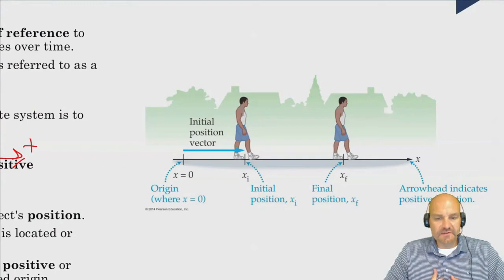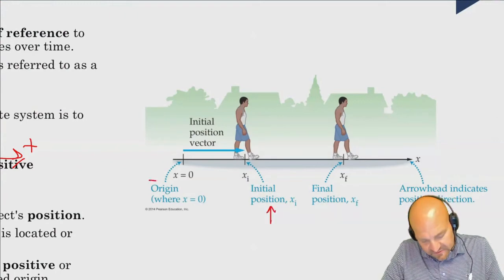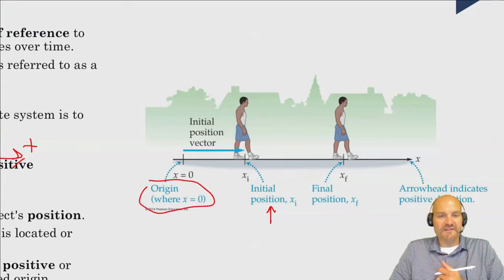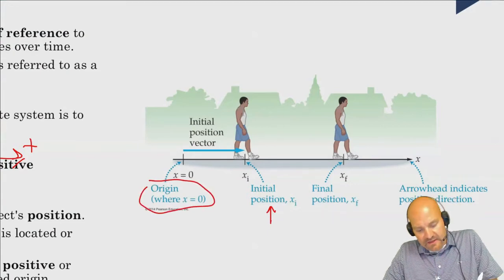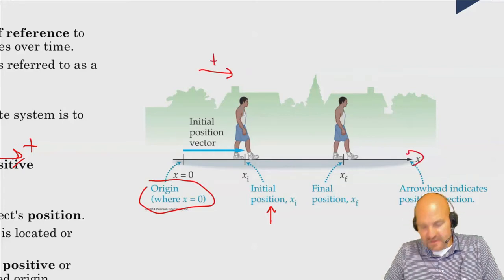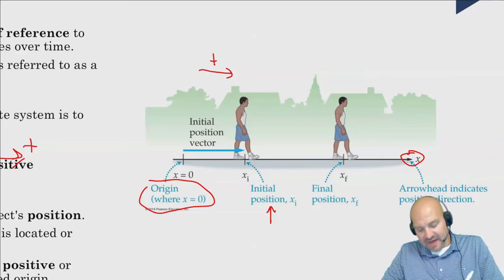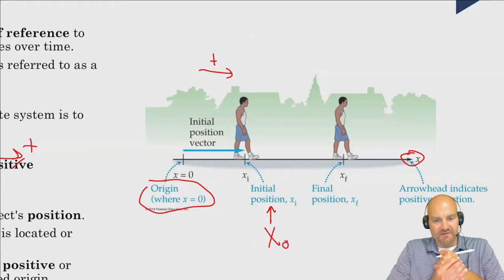There are some key things that we talk about here. The first is the origin, where x equals 0. Anything to the right of that point will be positive, and the arrowhead indicates the positive direction. The first thing we need to figure out is where they start, and that's what we call the initial position. It's going to be xi, or sometimes you'll see it written as x0.